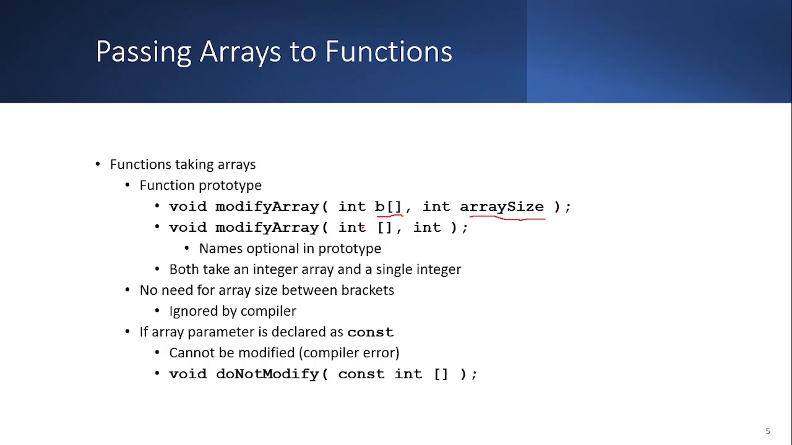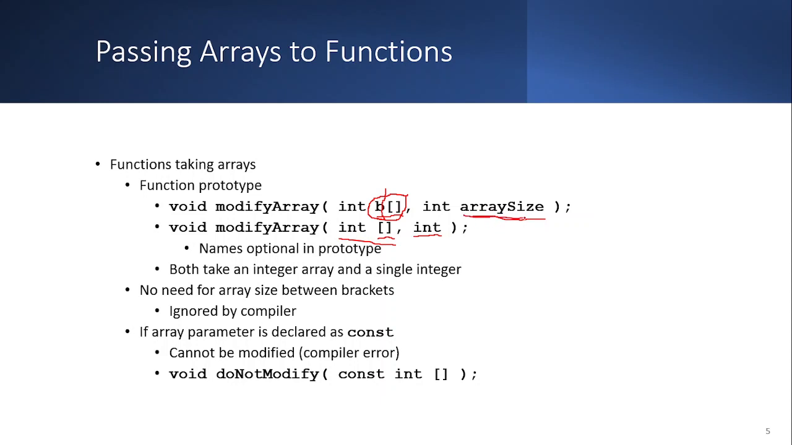You can also write this prototype like this, where you specify that it is going to receive an array and another integer value, which can be anything, but we are going to pass the size of the array here. As I mentioned in one of my previous lectures, names are optional in prototypes. Sorry, this is just a name, the name is just b. The brackets are not a name. They basically specify that you're passing an array.